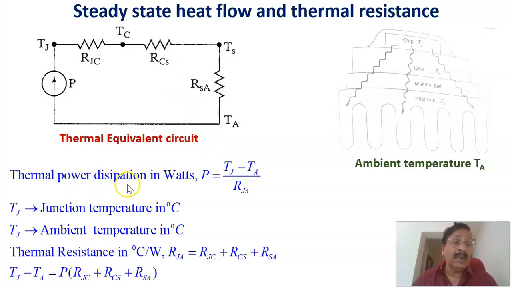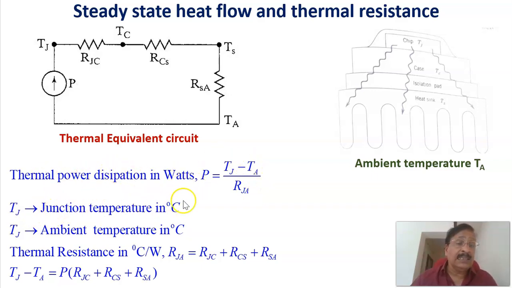Therefore, the thermal power dissipation, in watts, equal to P, is equal to the difference between the junction temperature and the ambient temperature, divided by the total thermal resistance between the junction and ambient. Here P is the thermal power dissipation in watts.